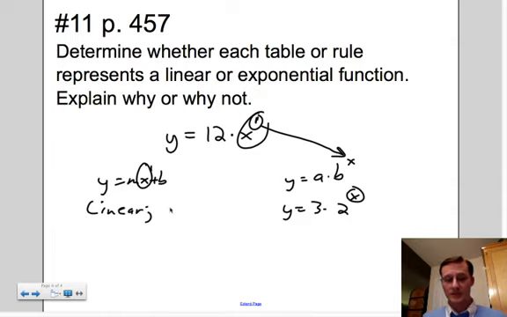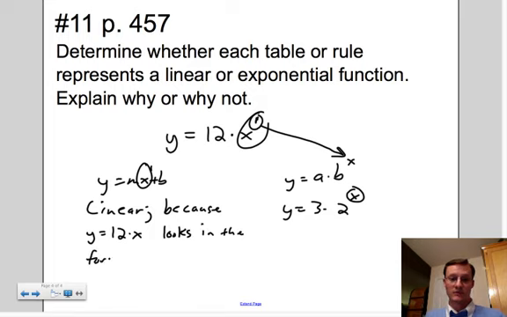Why is it linear? Because y equals 12 times x looks in the form of y equals mx plus b. It can be made into that form. And that's how you tell whether something is linear or exponential.